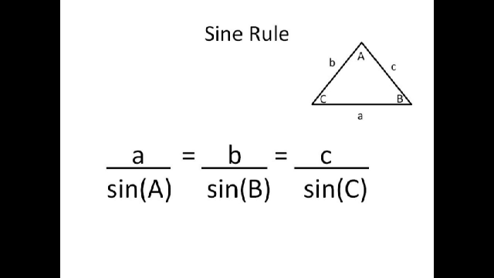So say you want to find side b and you've got side a's length and the angles A and B, you'll do length a over sine of angle A, multiplied by sine of angle B, and that will give you length b.